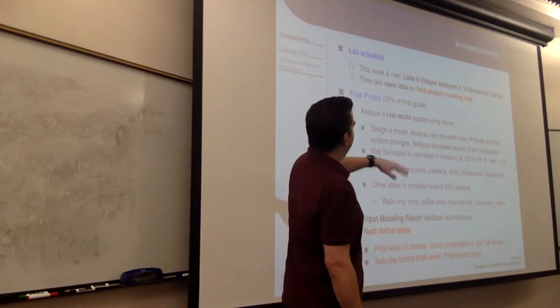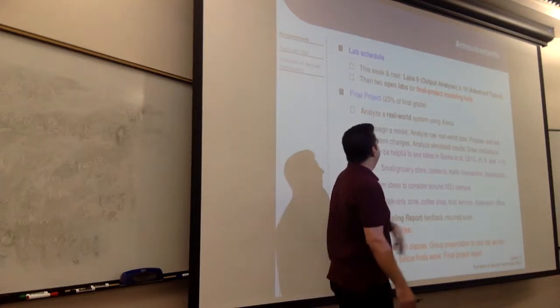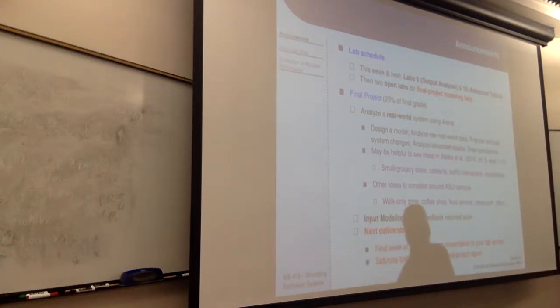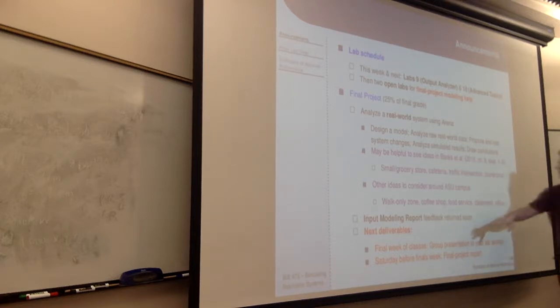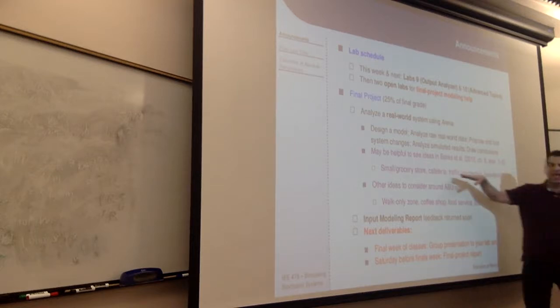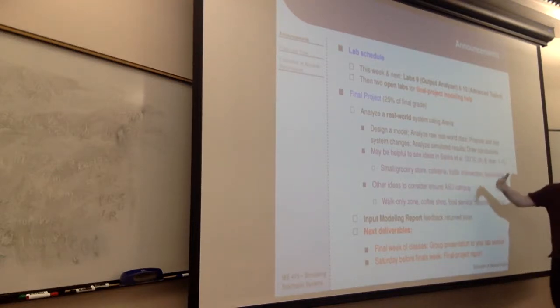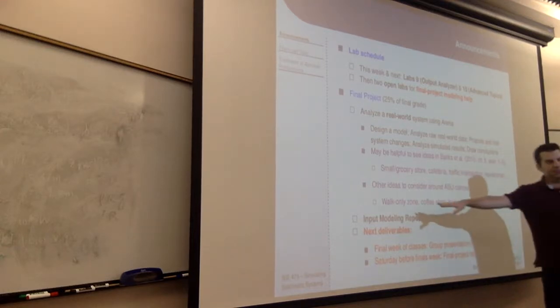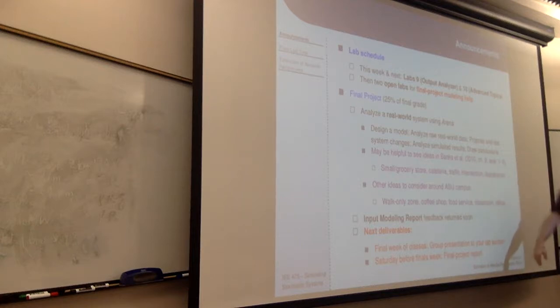After this week and next week, the next 2 weeks are just open labs for your final project. Hopefully you've gathered data and you feel pretty good about your project. If you're still having trouble formulating what you're looking for, we'll hopefully be able to give you some feedback from your input modeling report. Otherwise, in Chapter 9 of the lecture book, exercises 1 through 5 have some examples of things that you might measure in a number of different systems. You could give some other examples here, like the walk-only zones on campus, different intersections, coffee shops, etc.